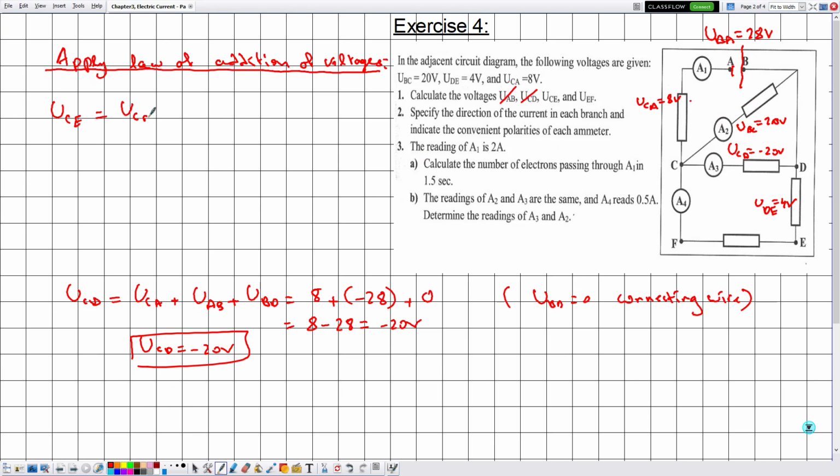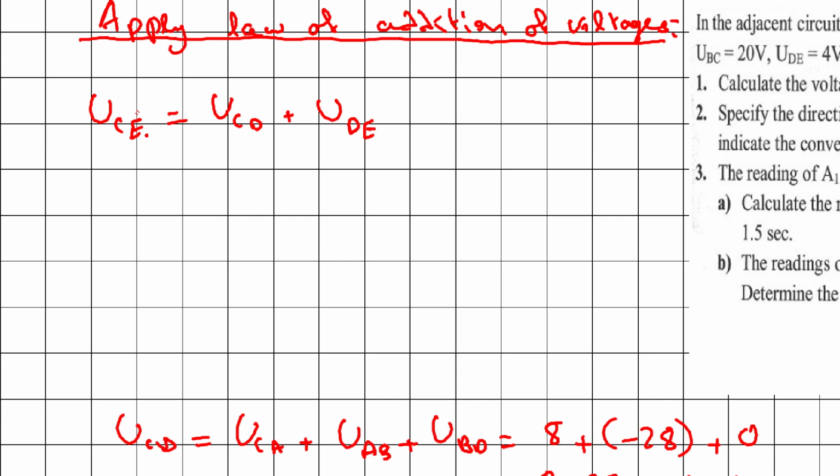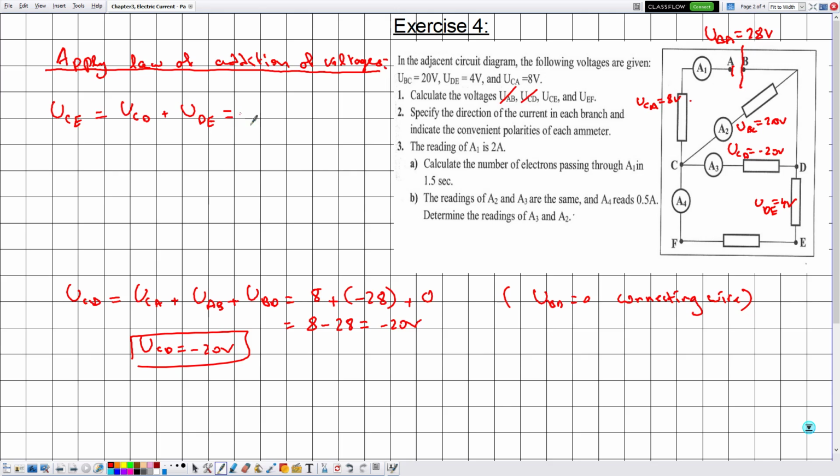Then from C to D and D back to E, notice that we have started with C on both sides, ended with E both sides, and we have placed D one time. So the value of UCD is given by minus 20, and the value of UDE is given by 4. So this is given by minus 16 volts. So UCE is equal to minus 16 volts. And the trick in solving such type of exercises is to label the voltage on the electric circuit itself with the name of the voltage. So here UCE is equal to minus 16 volts.